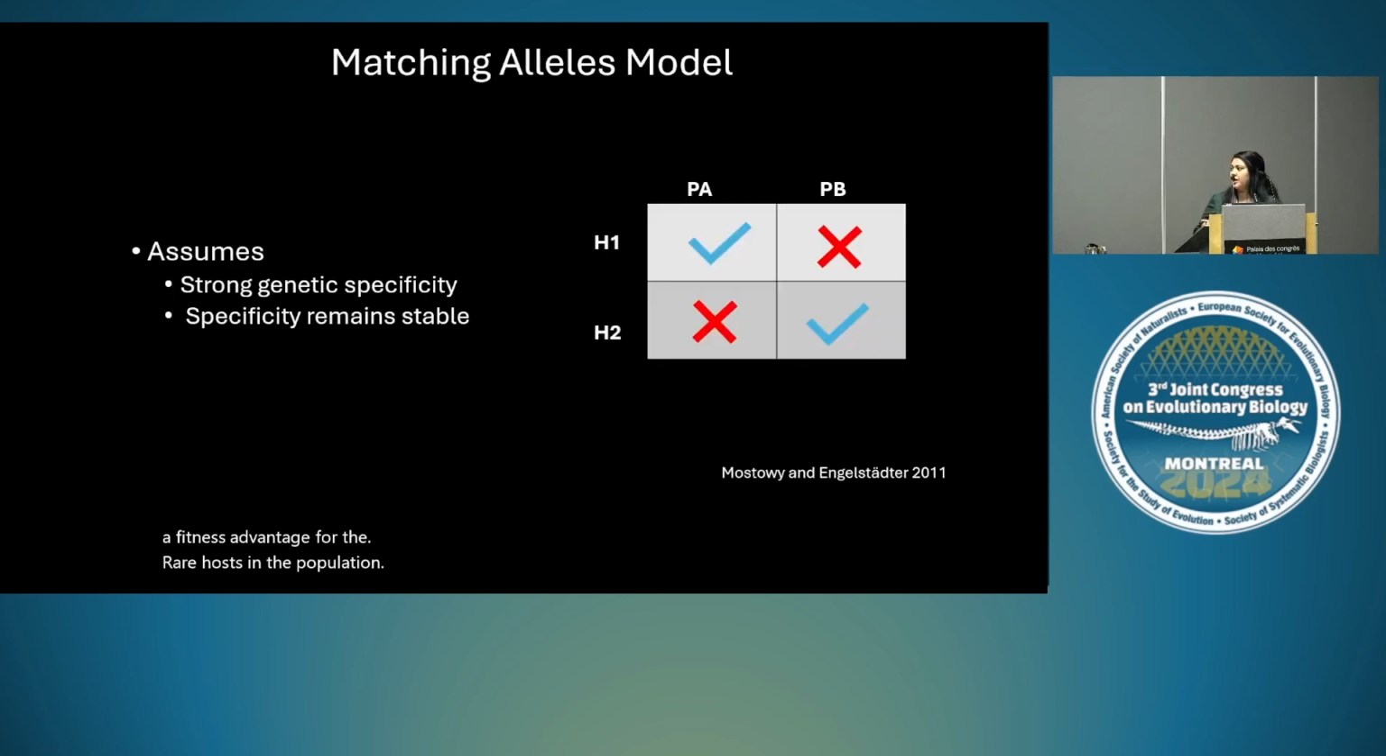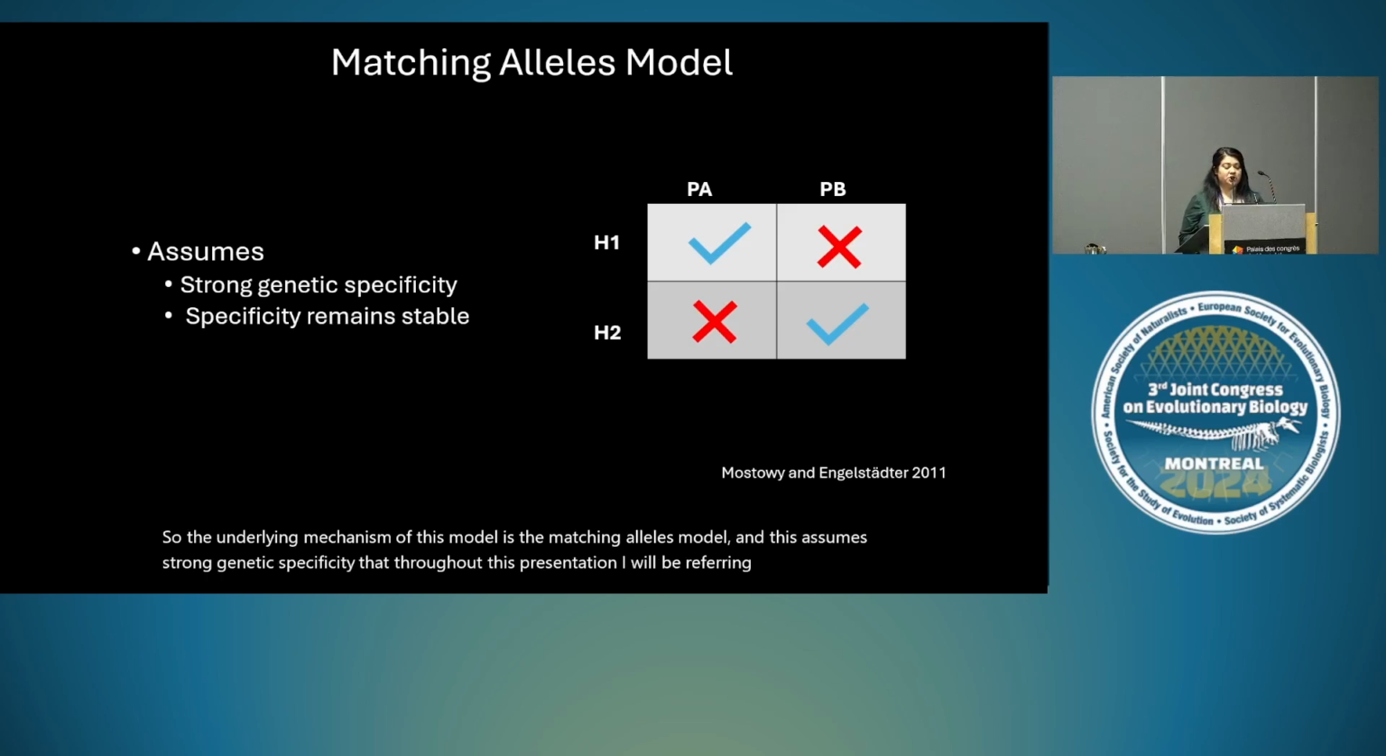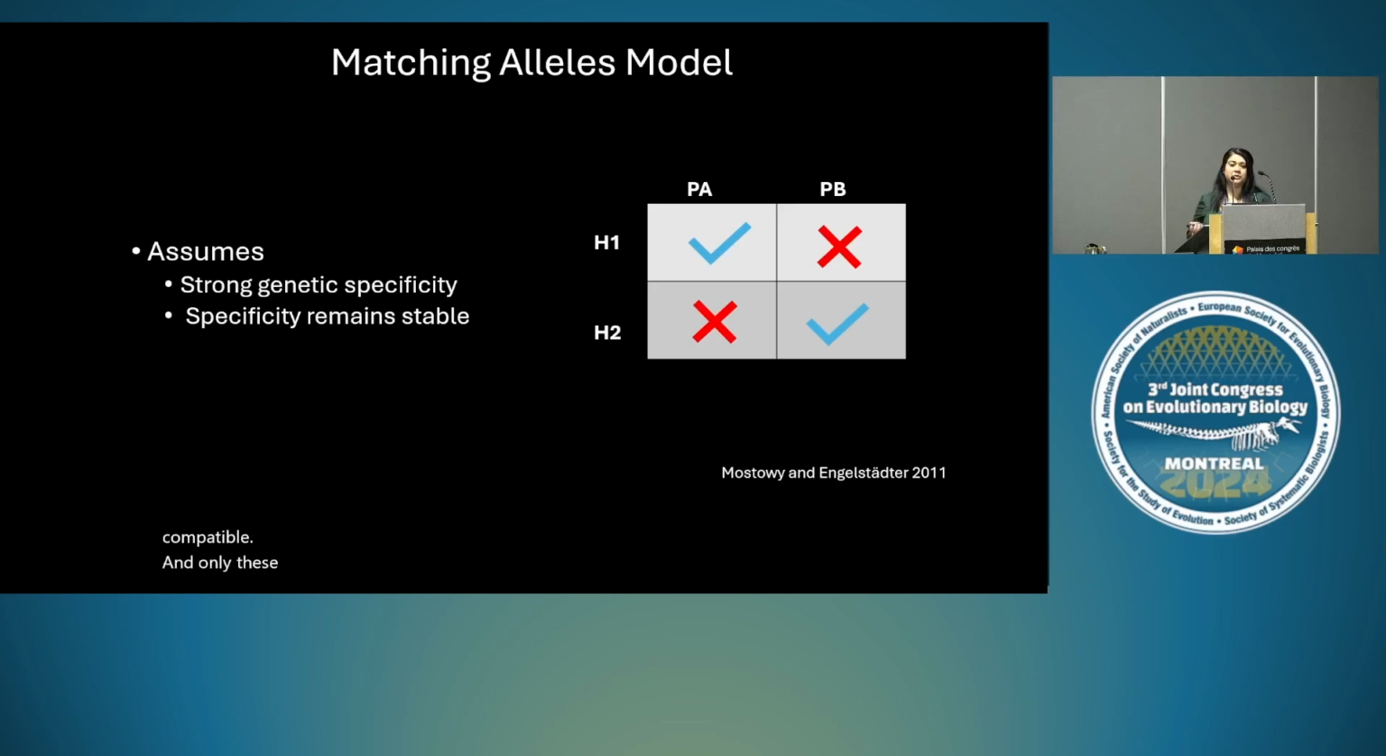So the underlying mechanism of this model is the matching alleles model. And this assumes strong genetic specificity that throughout this presentation I will be referring to as G by G. So I have a really simple matrix here that is really similar to the one that they had in the intro presentation, where host 1 and parasite A are compatible, and host 2 and parasite B are compatible, and only these two combinations will result in infection. This also assumes that this specificity remains stable.